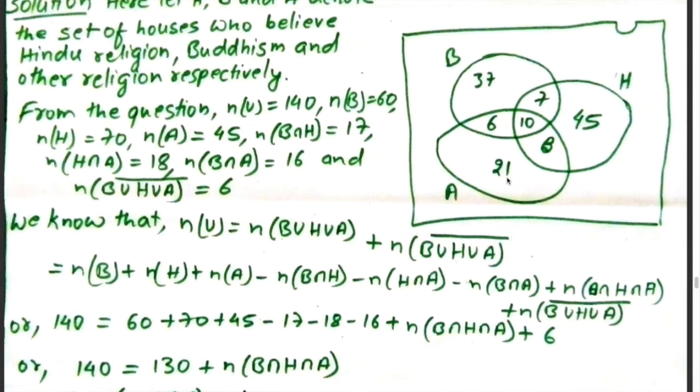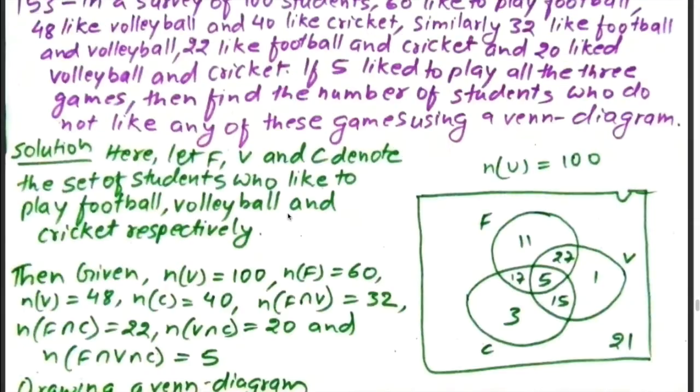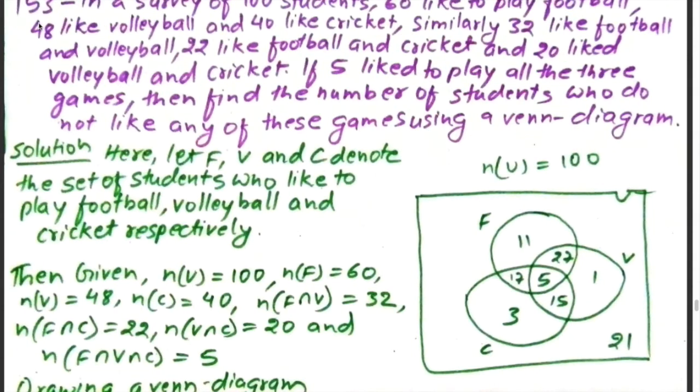In this way, the Venn diagram is also completed, and here in the middle 10 came, and here the complement of all the 6 should be placed here, out of all 3 circles. Okay, now here is question number 153.